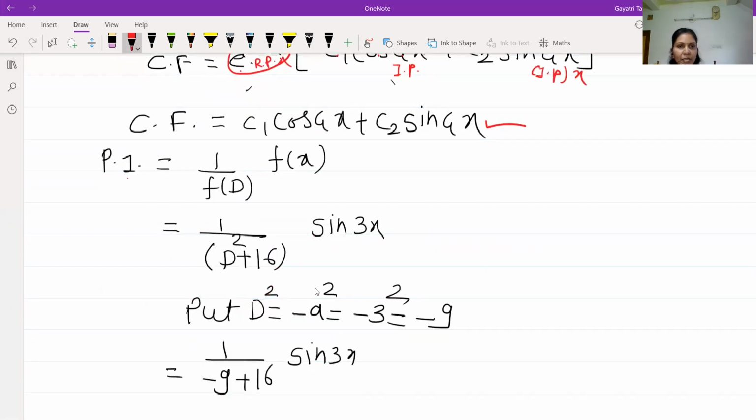So what is the formula for the PI? 1 upon f of D into f of x. So 1 upon D square plus 16 into sin 3x. The function is trigonometric, so what do you have to do? You have to put D square equals minus a square. So what is the value of a? a is the coefficient of x. So put the value of a.